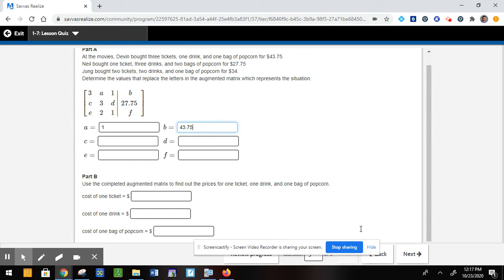And then Neil bought 1 ticket. So that should be in the place of C. 3 drinks. So that's that 3 there. 2 bags of popcorn. That should be what goes in for D there. And then all that costs $27.75, which is represented by that number there. Jung bought 2 tickets. So that should be represented by E. She bought 2 drinks. That's that 2 there. She bought 1 bag of popcorn. That's that 1 there. And she spent $34. So that should be replacing F.